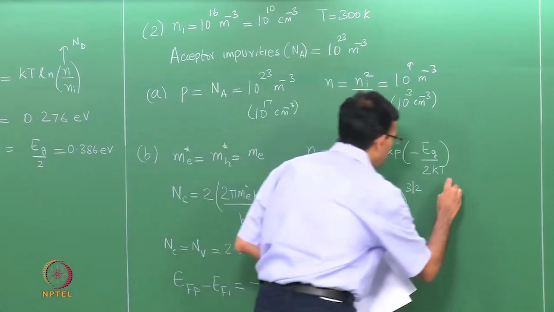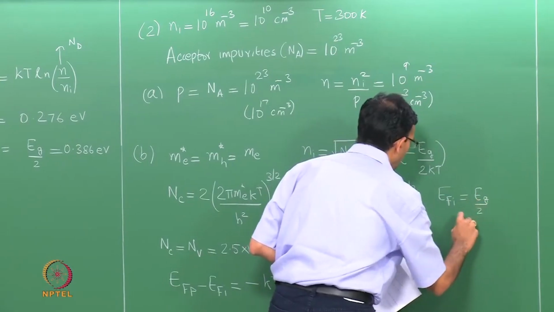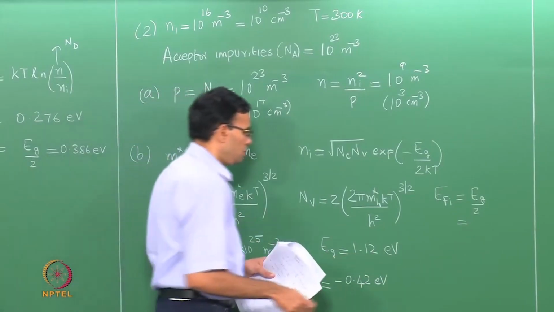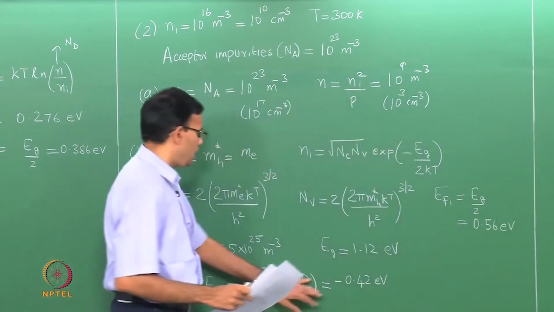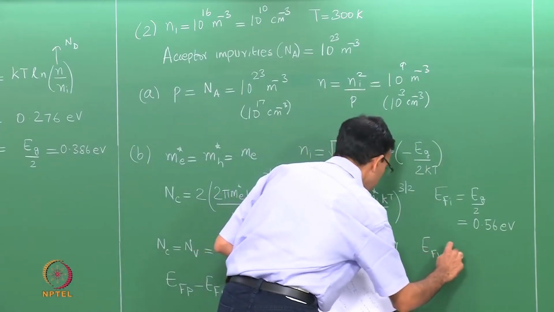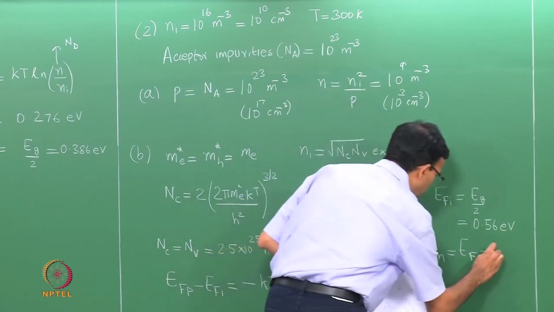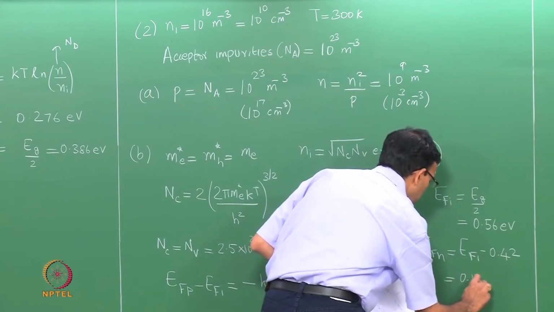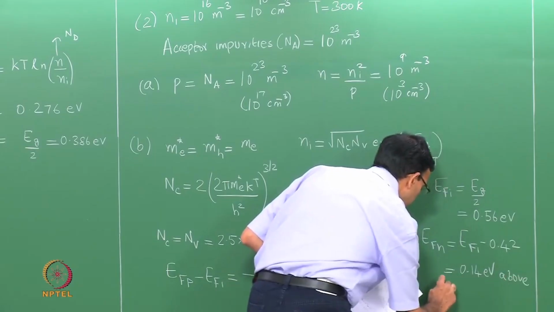We can calculate the value of EFI. EFI is nothing but just Eg over 2. Eg is calculated to be 1.12. So, EFI is 0.56. We can substitute here, and that gives you EFP is nothing but EFI minus 0.42, which is 0.14 eV above the valence band.